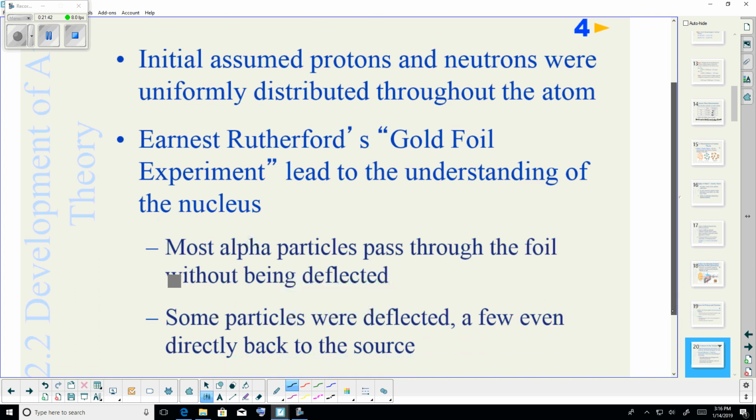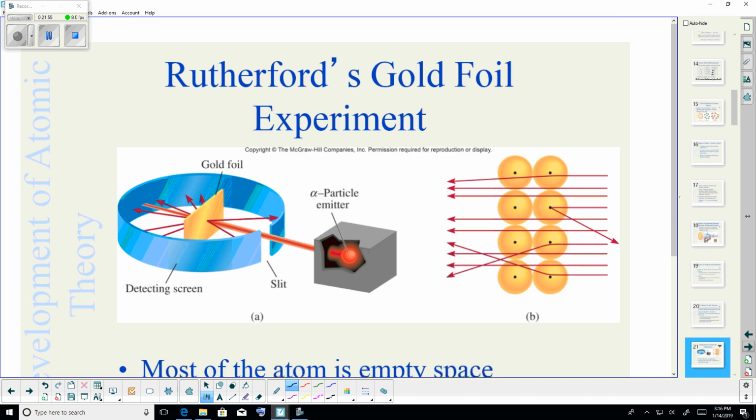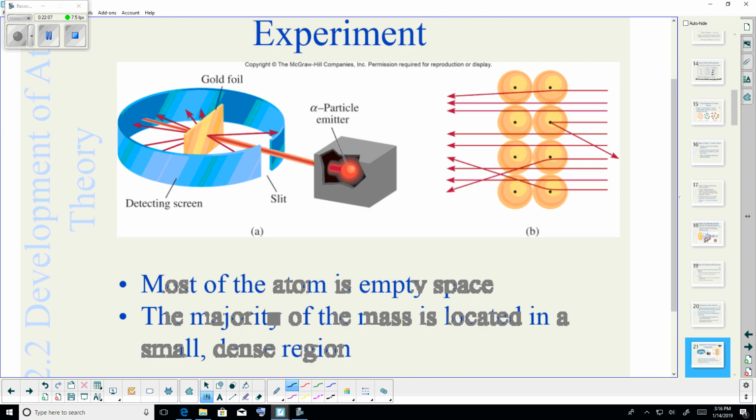But when he did it, most of the alpha particles went right through the foil without being deflected. And there's the experiment. So most of them went through. So he deduced correctly that most of the atom is empty space. Here's the nucleus. So the alpha particles that don't hit the nucleus just pretty much go right on through. So the majority of the mass is located in a small, dense region.